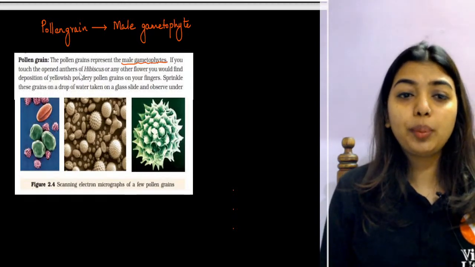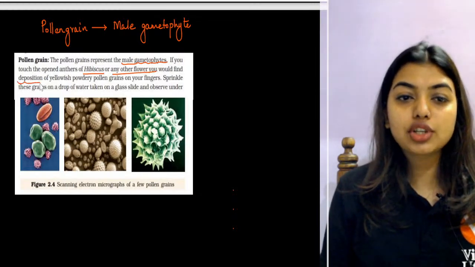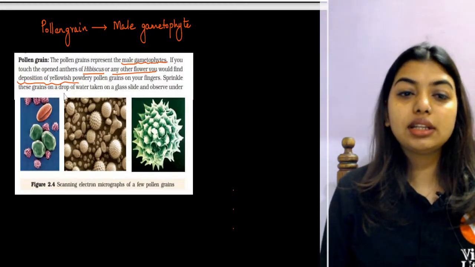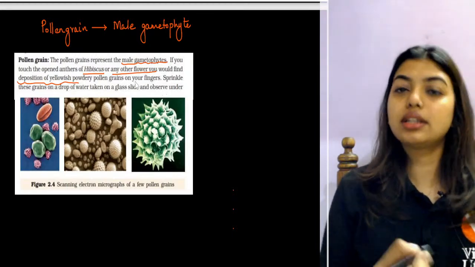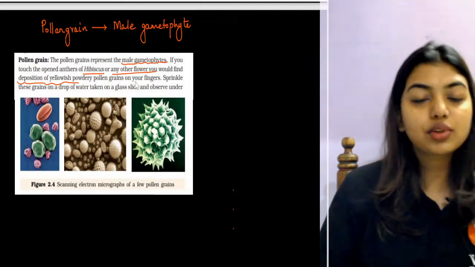If you touch the open anther of hibiscus or any other flower, you find a deposition of yellowish powdery pollen grains on your finger. Sprinkle these grains on water and take it under the microscope. Okay, each of us does not have a microscope at home, so we cannot do that.